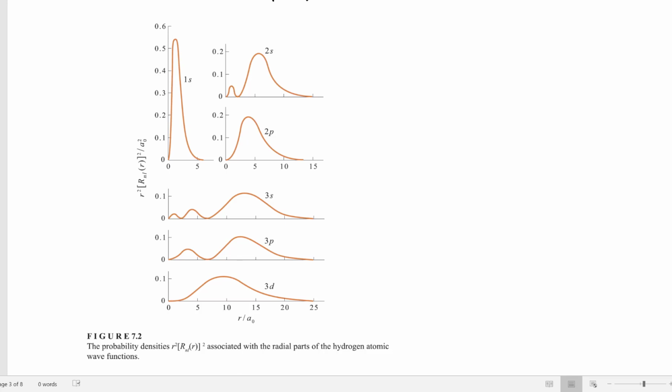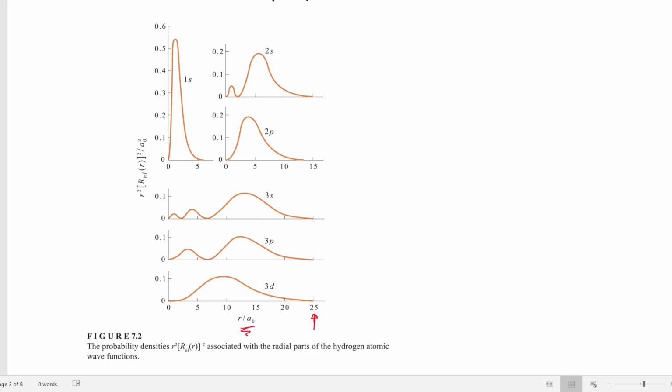And the title is The Probability Densities Associated with the Radial Parts of the Hydrogen Atomic Wave Functions. And so what we see here are on the x-axis, we have r over a naught. That's basically saying that the x-axis is in units of the Bohr radius. So we have 25 Bohr radii at this point. And so because of that, we also need to account for that by dividing the y-axis value by a naught squared. So we're kind of normalizing it for the Bohr radius. So those are the axes that we care about.